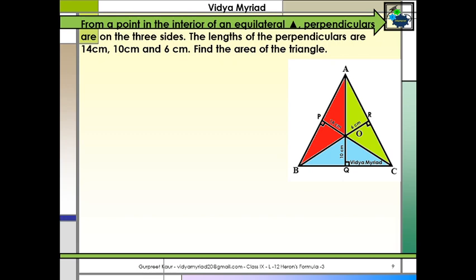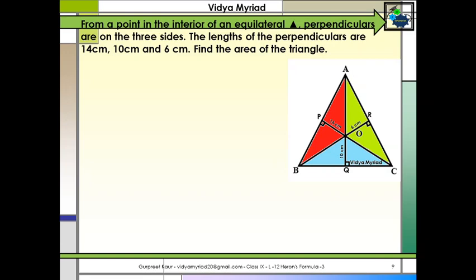Next question. This is also a very interesting question. If you look into the diagram and the question, it says that a point in the interior of an equilateral triangle. Okay, perpendiculars are on the three sides. Now if you see, you have perpendicular OP, OR and OQ. The lengths of the perpendicular are given to you 14, 10 and 6. You need to find out the area of the triangle.